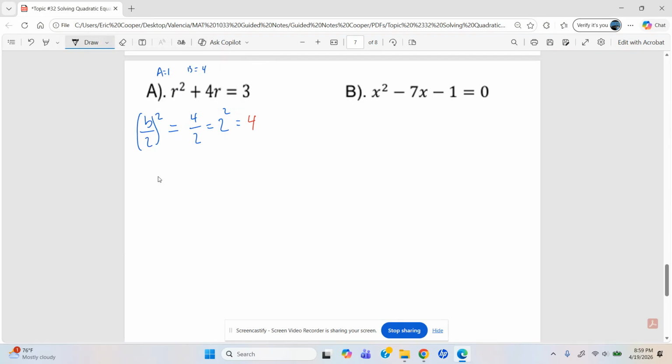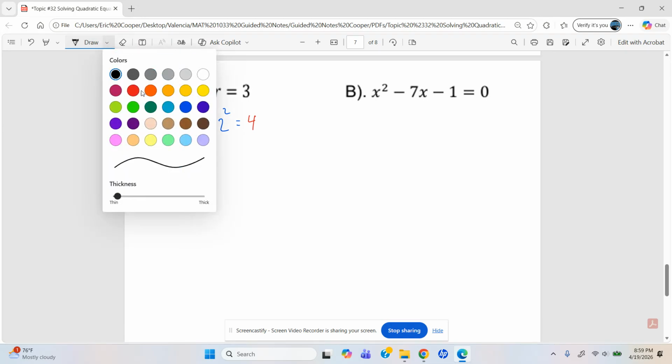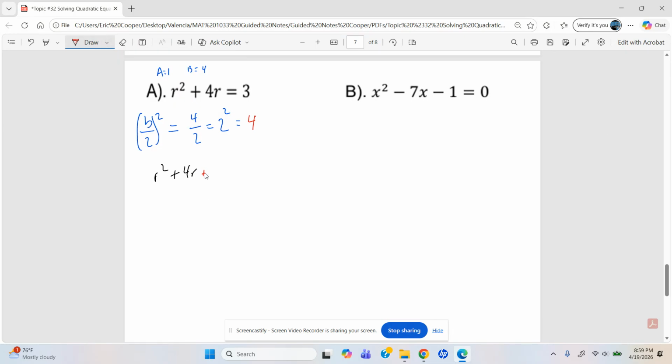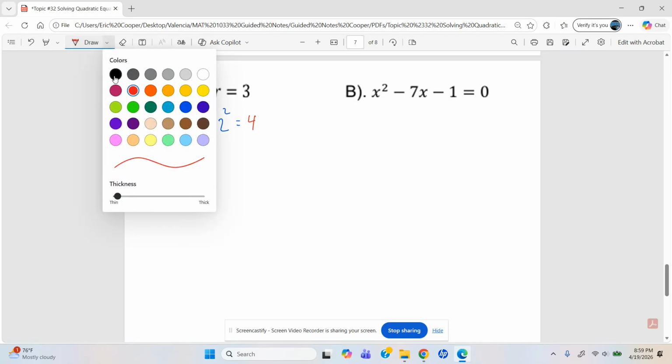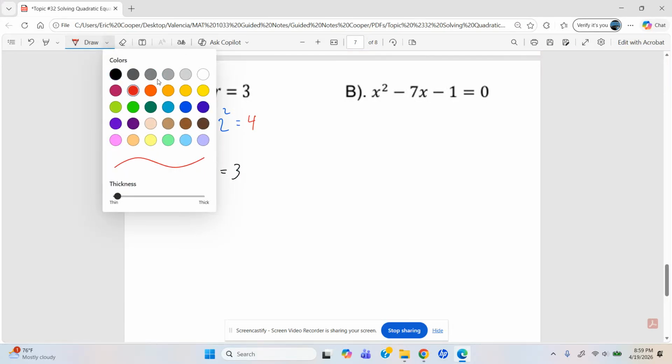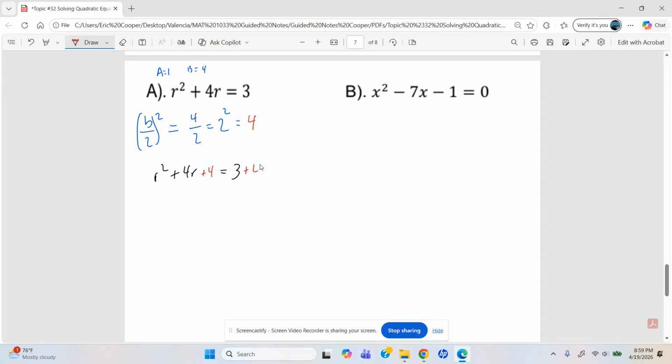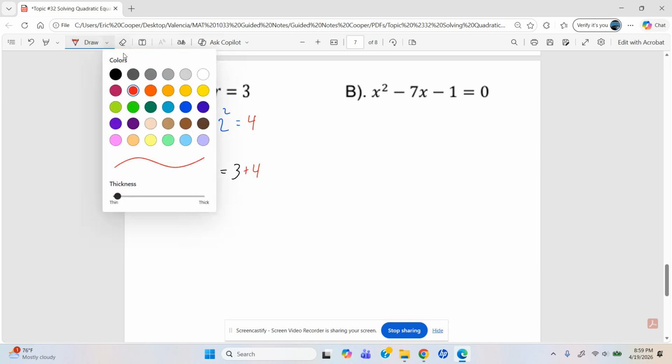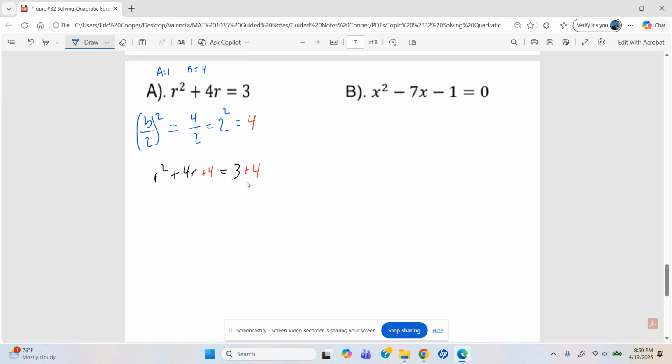So it'll be r squared plus 4r, and then over here we will have plus 4 equals 3 plus 4. Again, notice I took the original equation and all I did was add the part where we complete the square. To finish solving this, we'll take this side and combine it to 7. And now this is my perfect square trinomial.